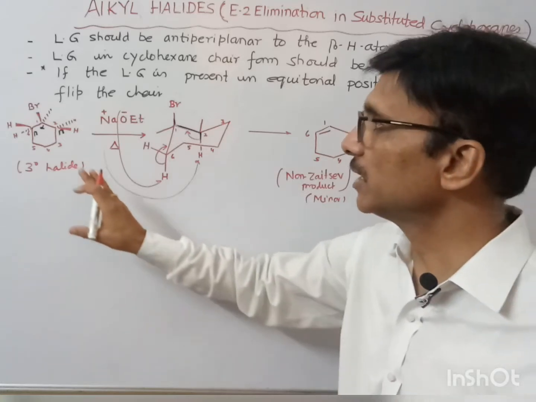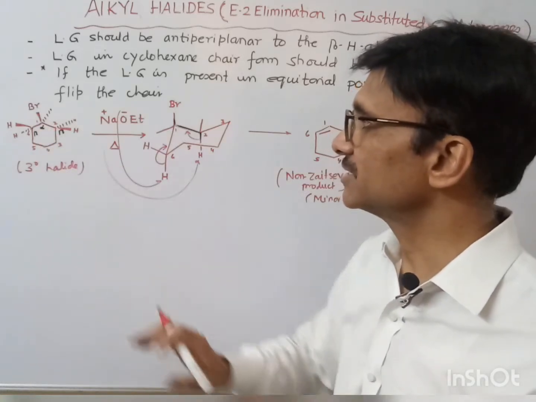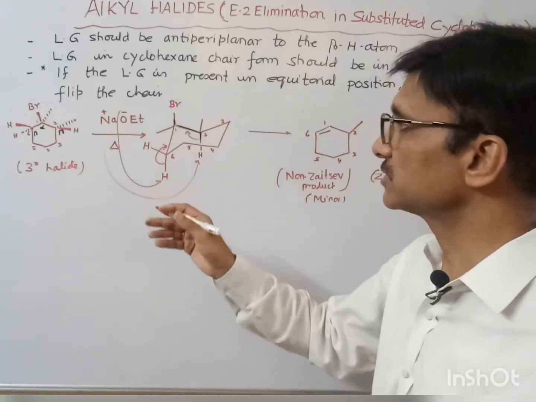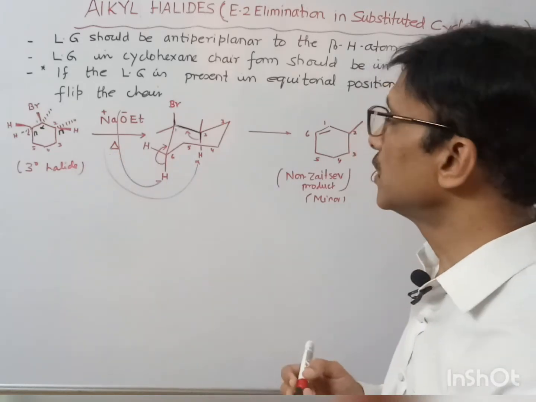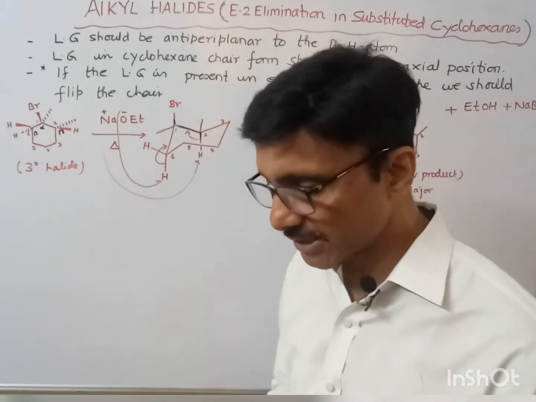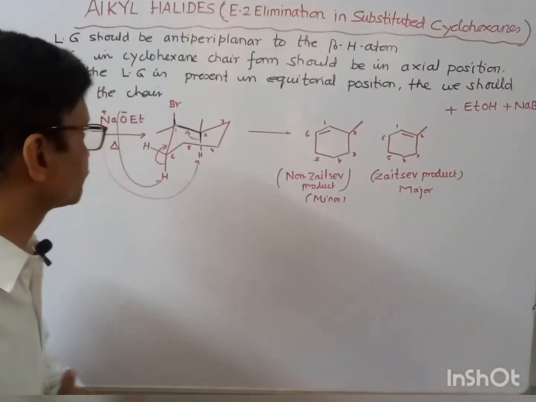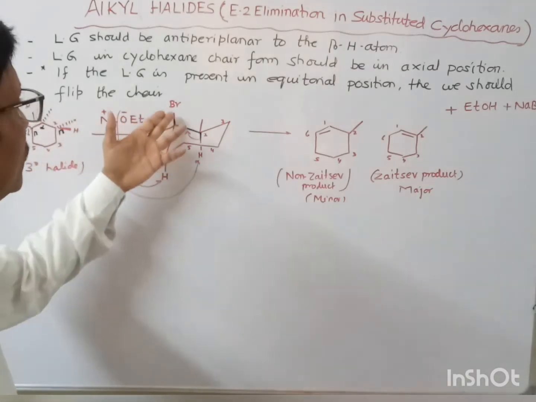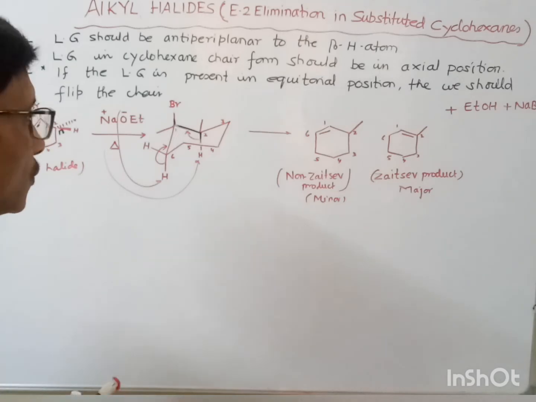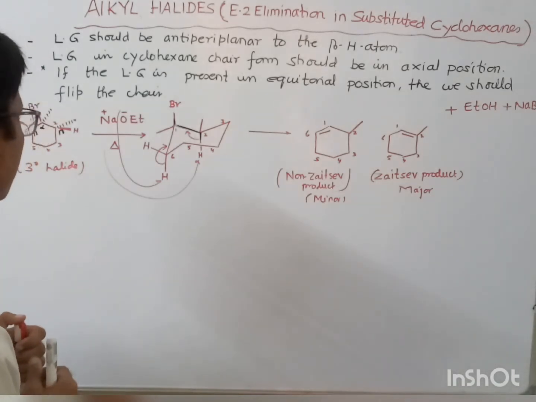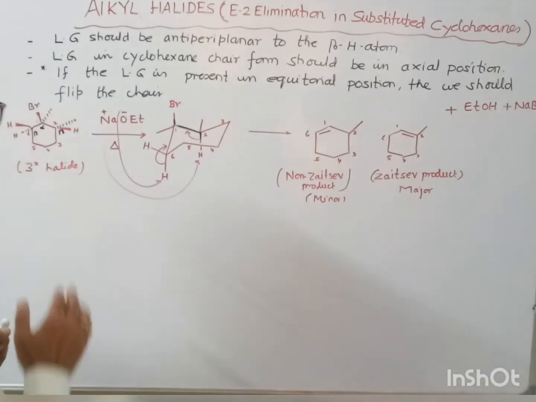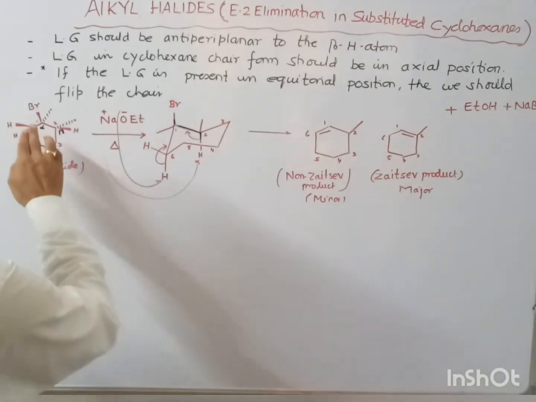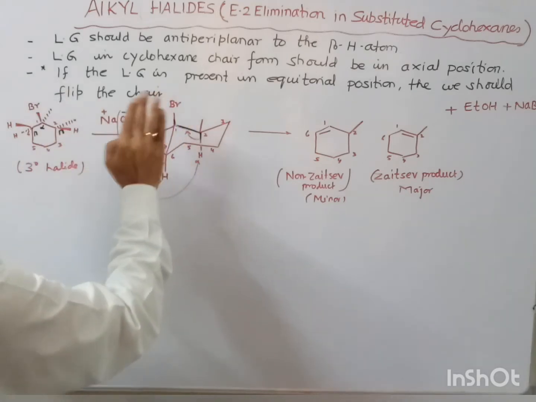This will not give you the SN2 product, because here E2 is taking place in the presence of heat. E2 will occur. So this is the product which is formed when bromine, you can see, is present on the axial position. Bromine is already present in the axial position. Now suppose I write the bromine in the equatorial position.